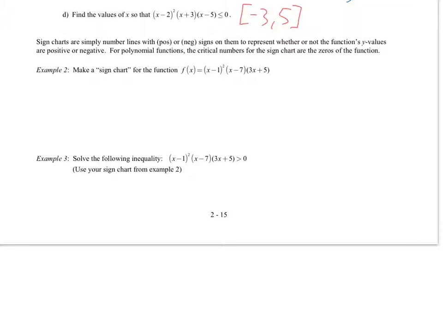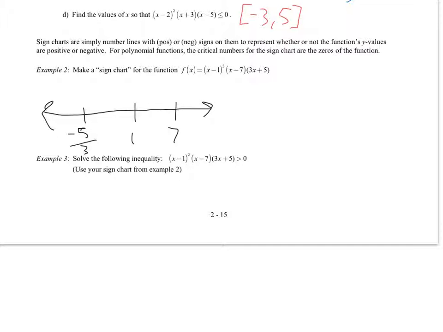So for a sign chart, typically you're just going to make a number line. In some ways, this represents the x-axis. And if I look at the equation there, if I think about where this would equal 0, it's going to happen at 1 and at 7, and then that last chunk's a little tricky, but it's going to happen at negative 5/3. So I'm going to have negative 5/3 as an x-intercept. I'm going to have 1, and then I'm going to have 7.